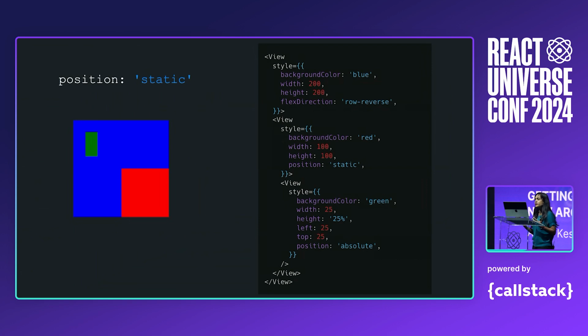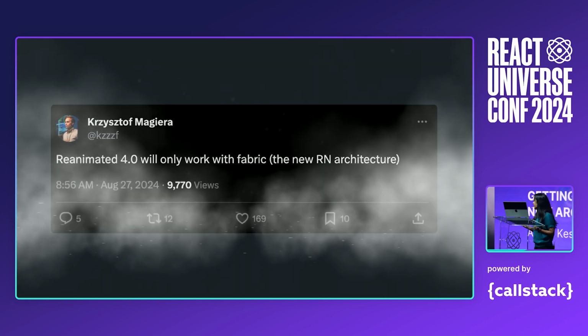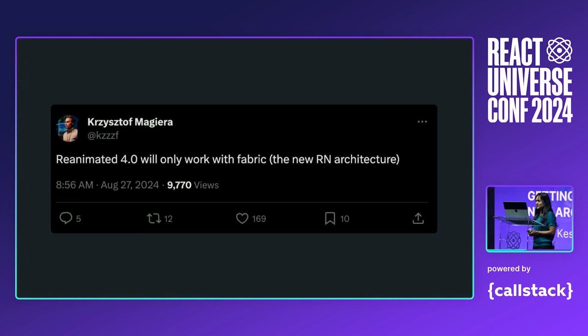Now these new architecture exclusive features are not only limited to us or to React Native, they also extend to popular libraries like Reanimated. As many of you know, React Native Reanimated is a powerful animation library built by Software Mansion. With Reanimated, you can easily create those smooth animations and interactions that run on the UI thread. And the latest Reanimated is exclusively compatible with the new architecture.